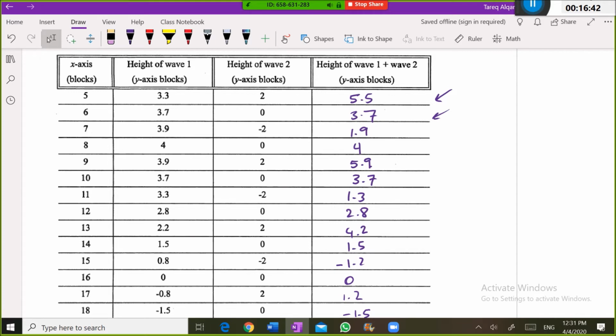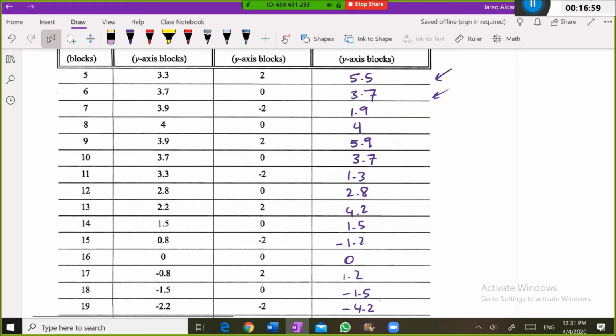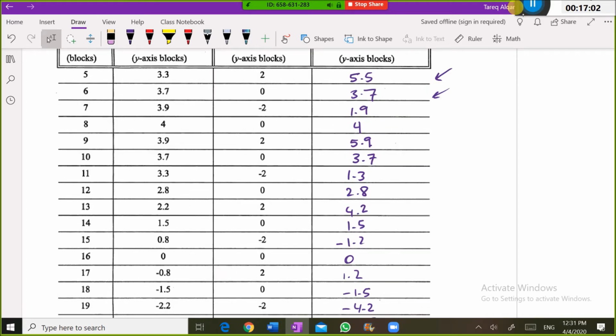As a result of this meeting, or overlapping, or interference later on, we will call it, their displacements add up. I will add their displacement. Here, guys, I added their displacement: 3.9 plus -2 is 1.9.